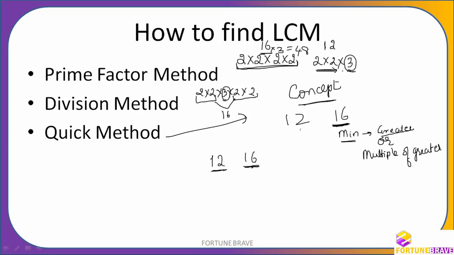We have to find out, in the bigger number, the greater number among the two, what factor is missing, which is there in 12. I'll come again.